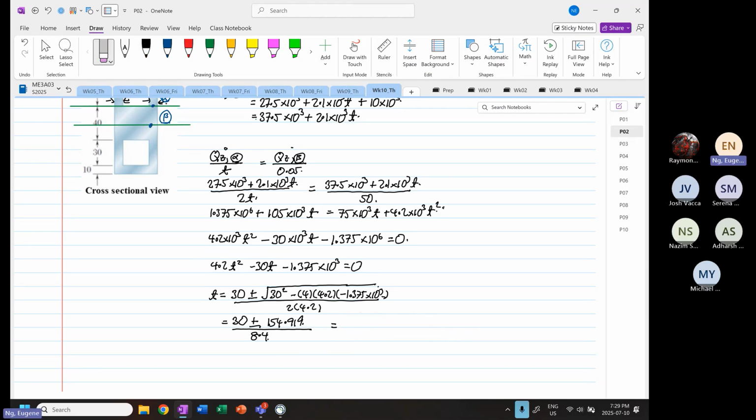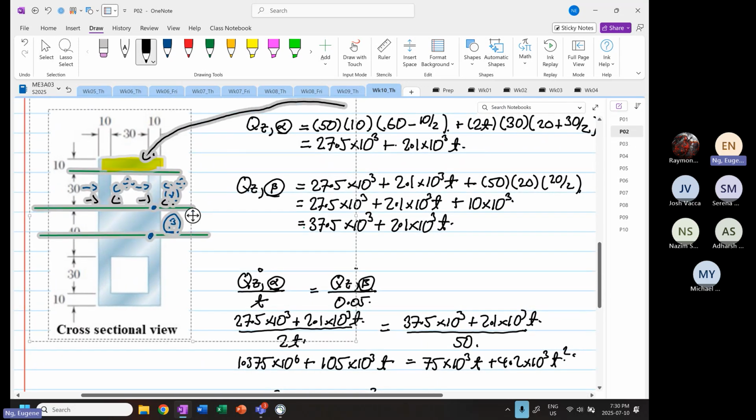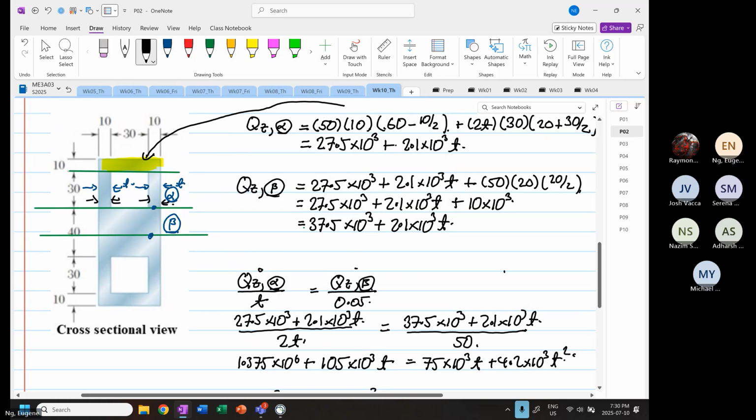So go back. Okay, so 30 plus 154.919 divided by 8.4 is equal to, yeah, looks more familiar now, 22.014 millimeters. Or 30 minus 154.919 divided by 8.4 is minus 14.871 millimeters. So it is impossible to have a negative value. So the correct value is 22.014.